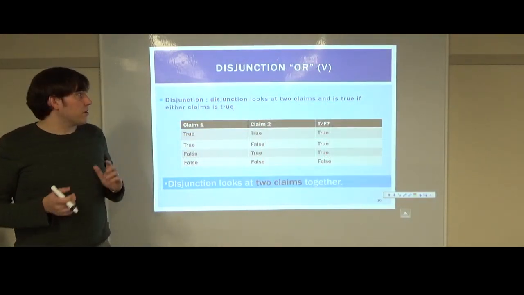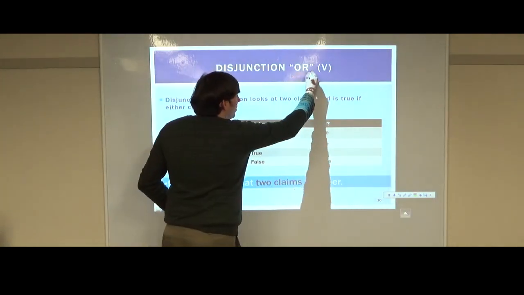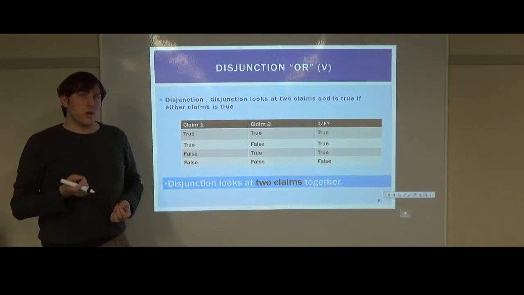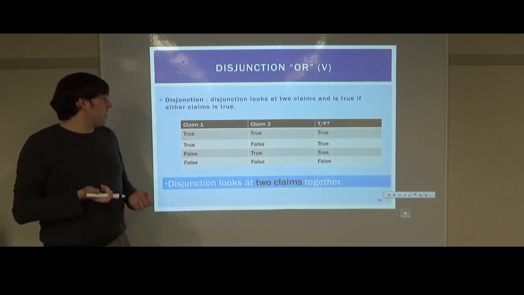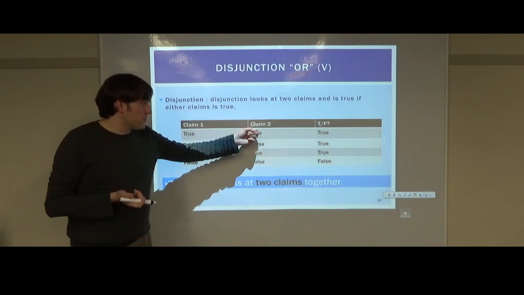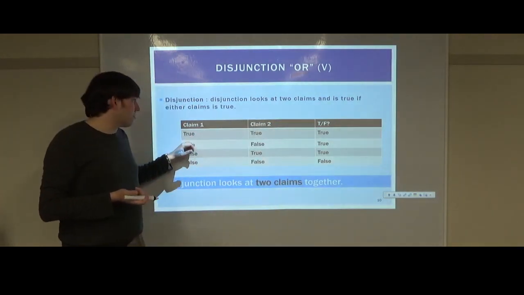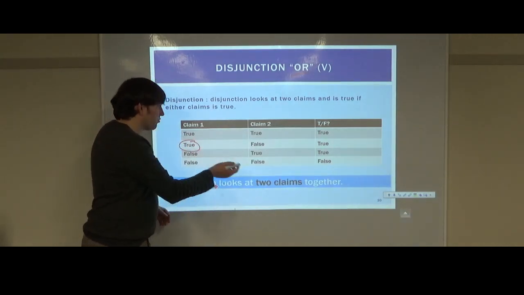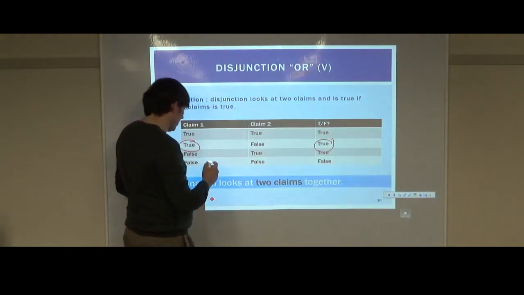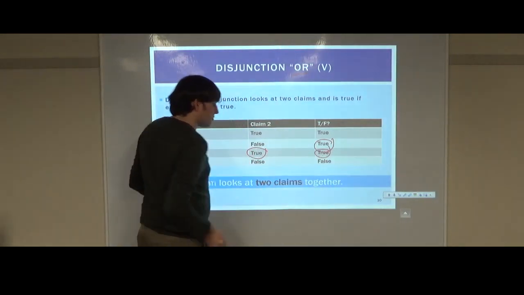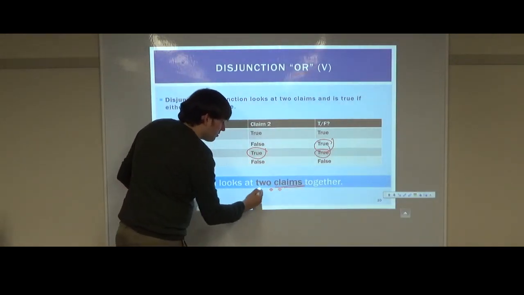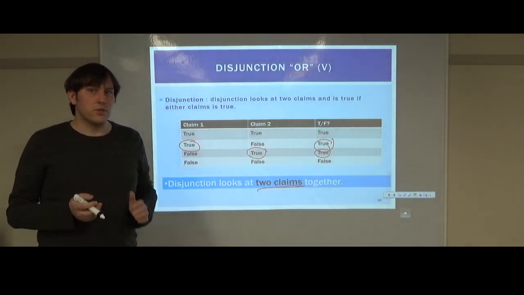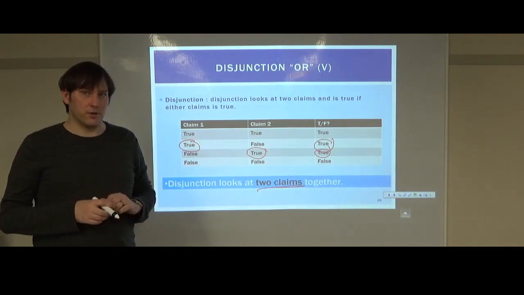Disjunction. Disjunction is a big word for or. Now, a disjunction is true if either of the two claims is true. So, if claim 1 is true and claim 2 is true, it's true. If claim 1 is true or claim 2 is true, it's true. So here we have true gives us true. Here we have one true gives us true. And again, this looks at two claims. So a disjunction will be true if either of the two claims is true or if both claims are true.